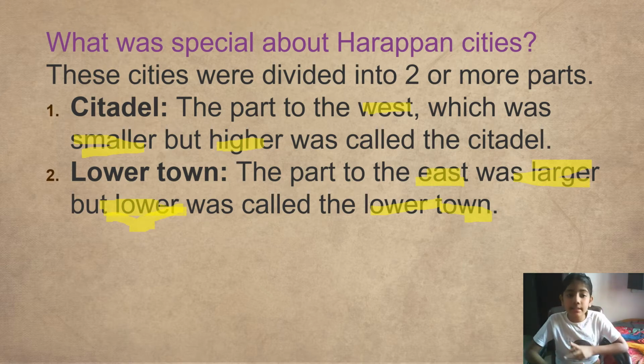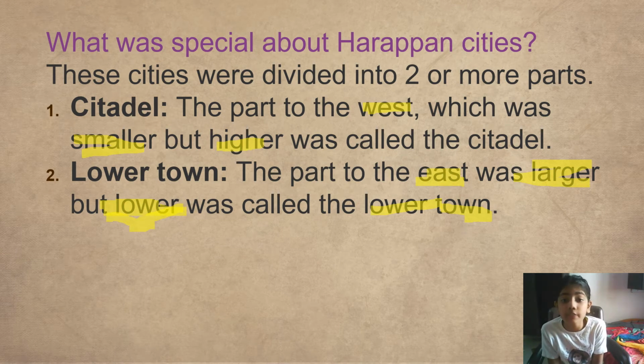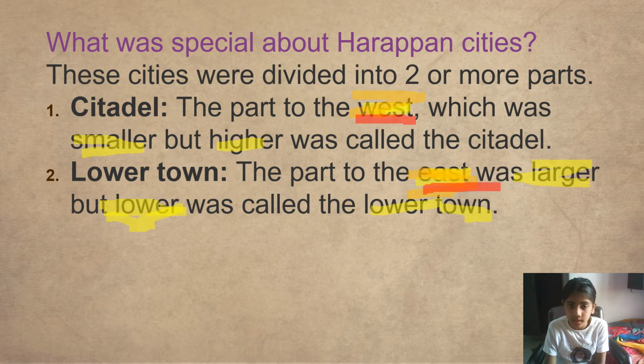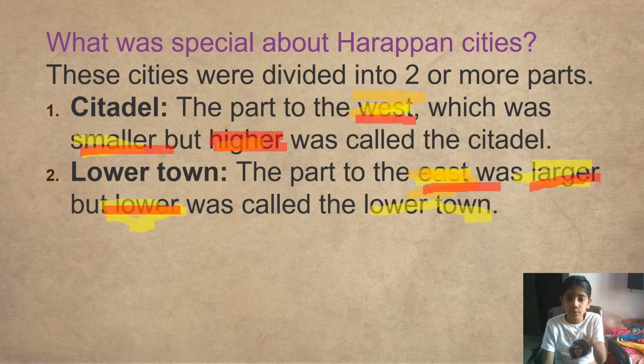Citadel means the opposite of it. Same, opposite. The part to the west, which was smaller but higher, was called the citadel. Here east will be changed into west, right? East is being changed into west. Here smaller is changed into larger. Here lower is being changed into higher. Just remember these opposites. You just need to make an opposite.